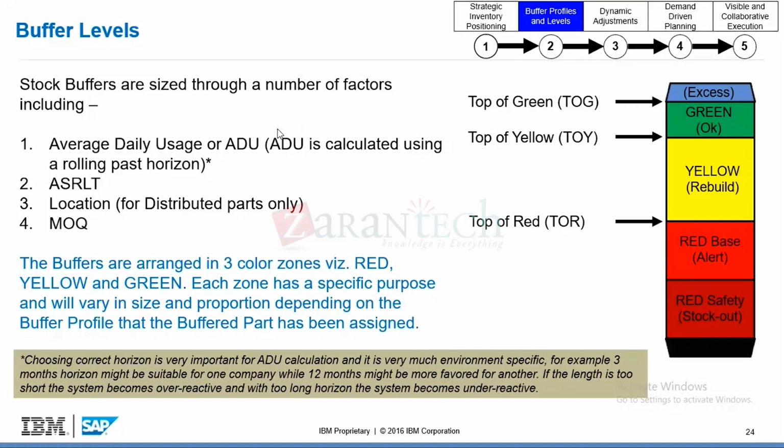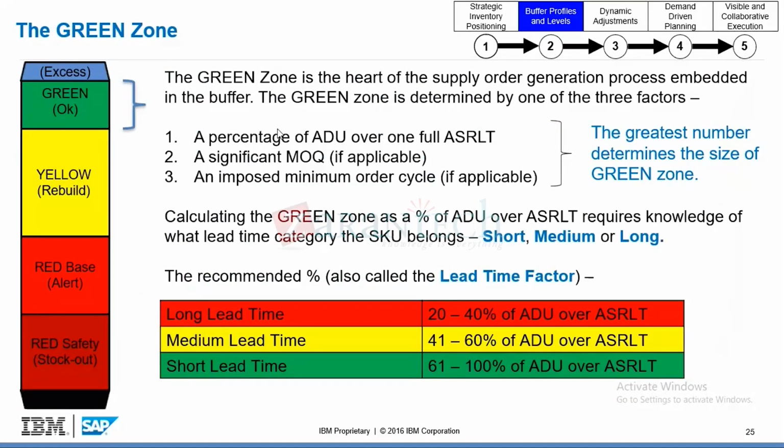MOQ is a factor. The buffers are arranged in 3 color zones: red, yellow, and green. Each zone has a specific purpose and varies in size and proportion depending on the buffer profile. Now, the buffer profile has to be calculated. The green zone is the heart of the supply order generation process. The width of the green zone is determined by three factors. How does the width of the green zone get calculated? The percentage of ADU over ASRLT, the significance of MOQ if applicable, and the imposed minimum order cycle if applicable. The greatest number determines the size of the green zone.